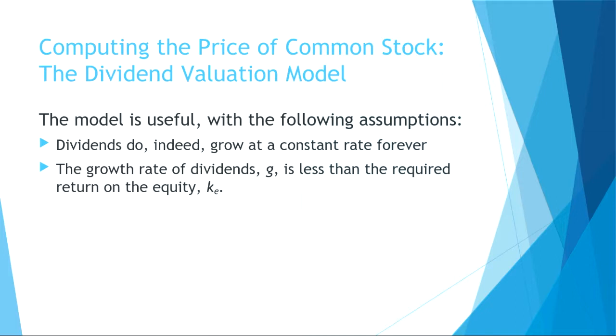As you all remember, this model is useful with a constant growth rate. We assume that the growth will be constant forever, which sounds unrealistic, but this is the basic assumption of the model. And the other assumption is that your required return should be higher than the growth rate, right? Otherwise, the model is not working, and you need to do it separately. So based on these two assumptions, we can calculate the price of any stock, right?